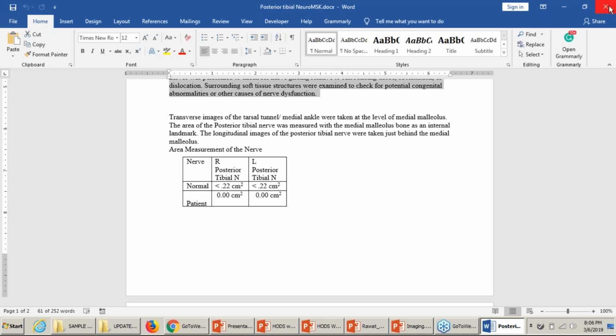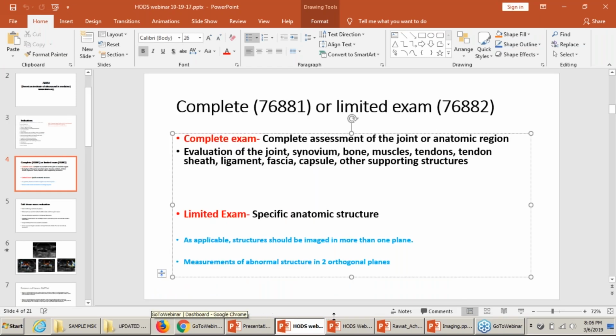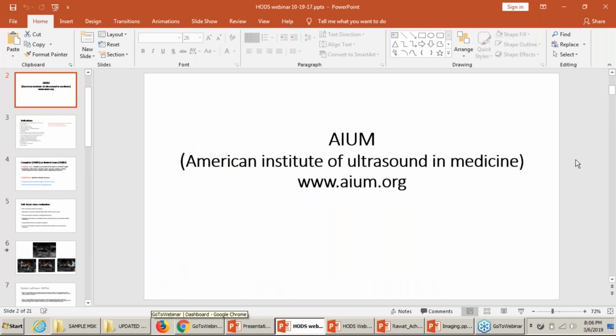Okay, so any other questions from the template so far? So the NeuroMSK templates, is it anyway we do a comprehensive examination when we do the other aspects of the joint? So are we supposed to complete the NeuroMSK template separately besides? No. So if you did a complete exam of, let's say, wrist, and you have also looked at the nerve and measured, you don't have to have a separate NeuroMSK for median nerve. Is that what you're asking?